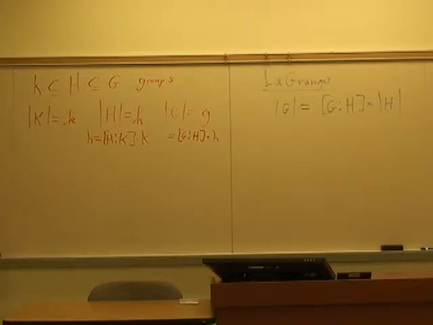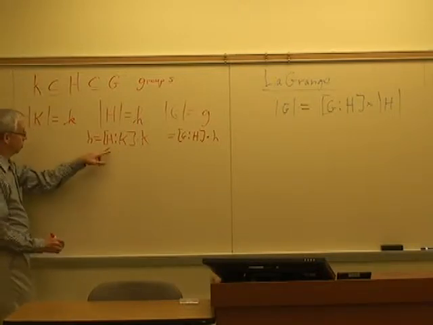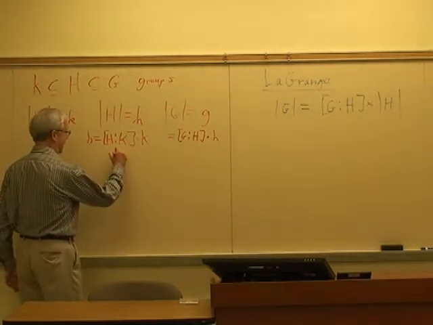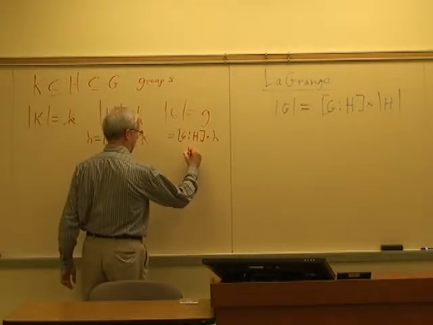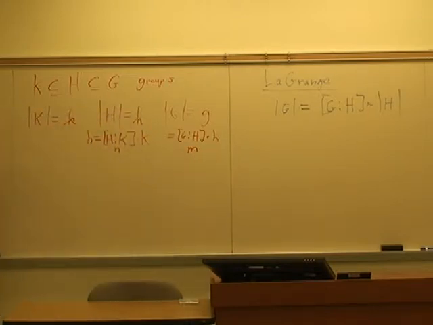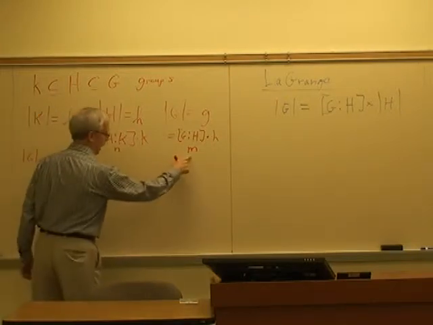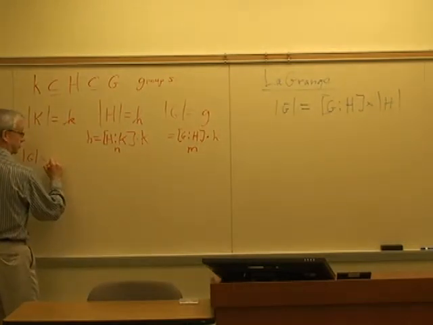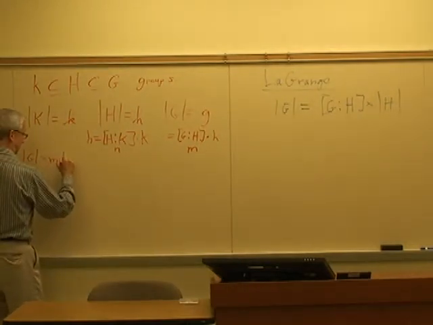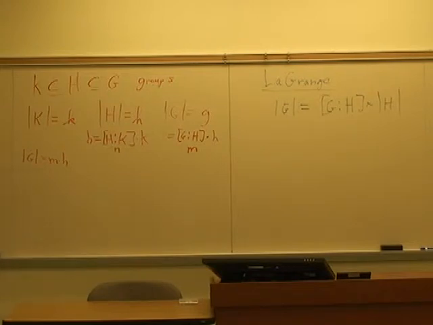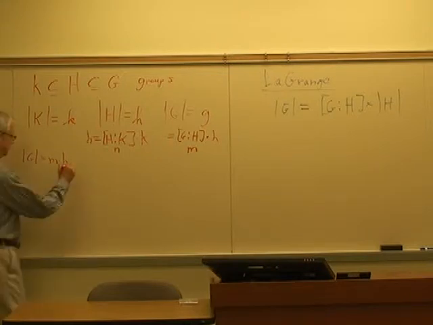So you got to go from here. So let's give these letters. Let's call this one N, and let's call this one M. Then what do we have? We have that the size of G is actually M times h, right? But what's h actually? N times k.